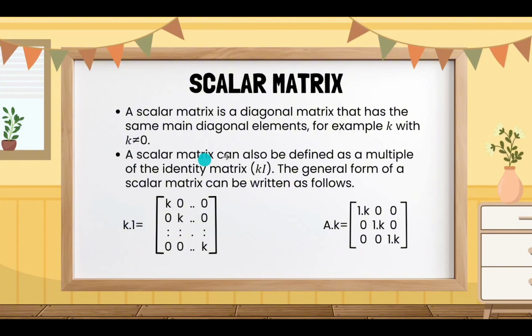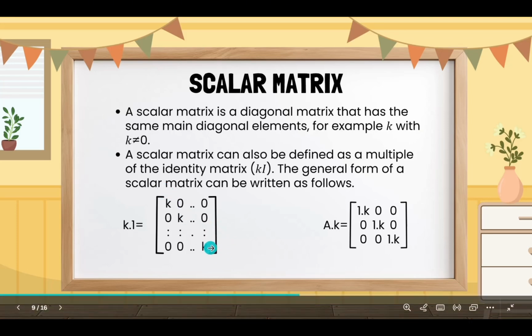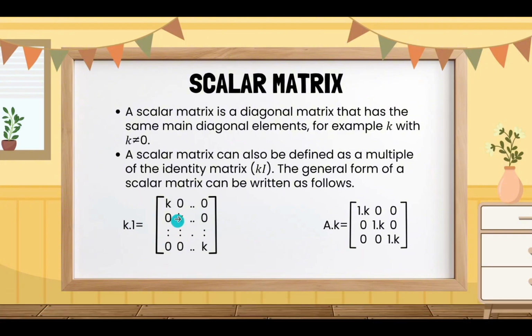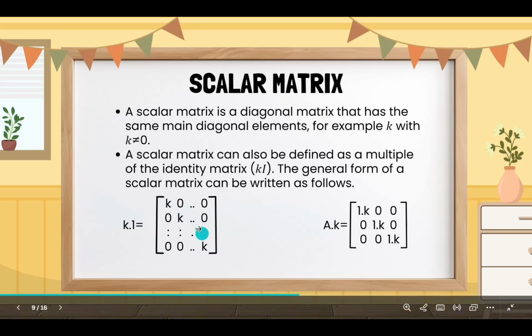A scalar matrix can also be defined as a multiple of the identity matrix. So for example, here, k times the identity matrix. We know from the previous type that in the identity matrix, the main diagonal is equal to 1. So when it's multiplied by the variable k, the main diagonal is going to be all k. So yeah, like that.